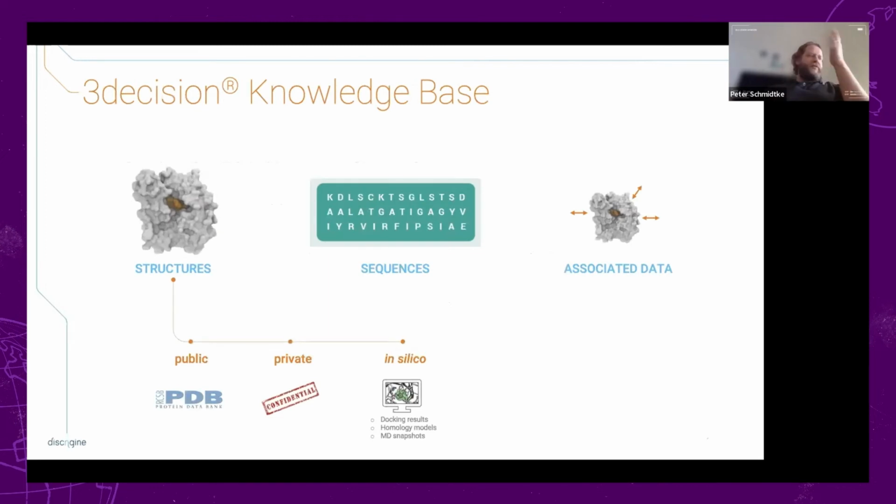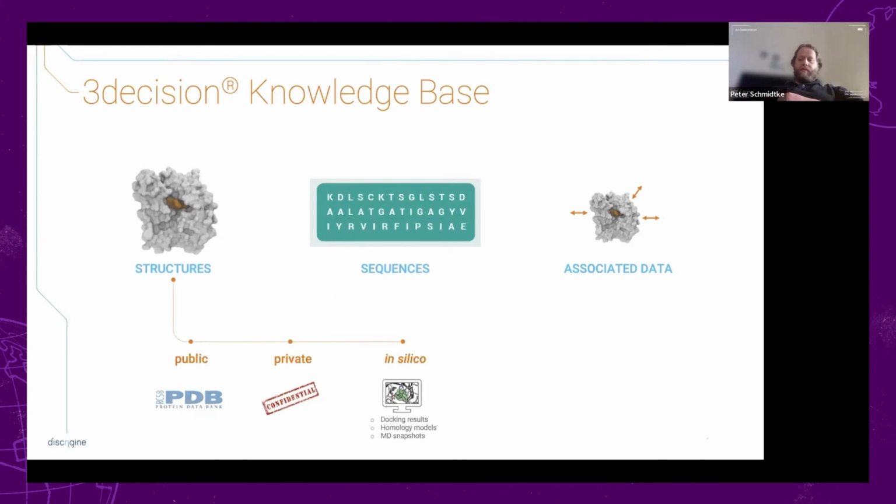To give you a rough idea of what is in Free Decision, because I cannot do a demo during the webinar here, we gather all the structures from the public domain, so from the RCSB PDB, but also private customer structures, so they would be basically imported in the beginning, and we can also handle any in silico model that you would like to put in there, so homology models, refined docking models, protein designs, etc.